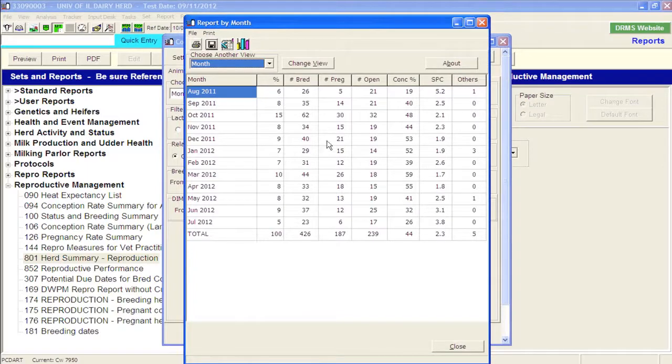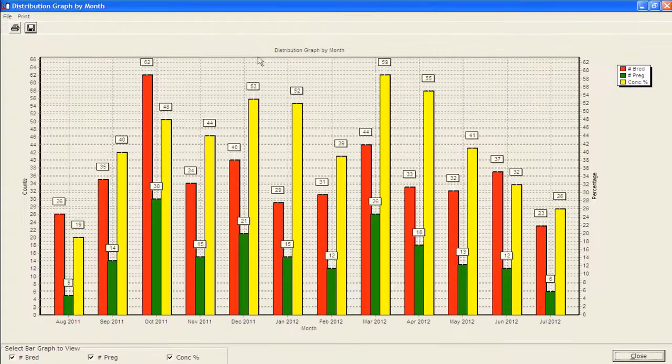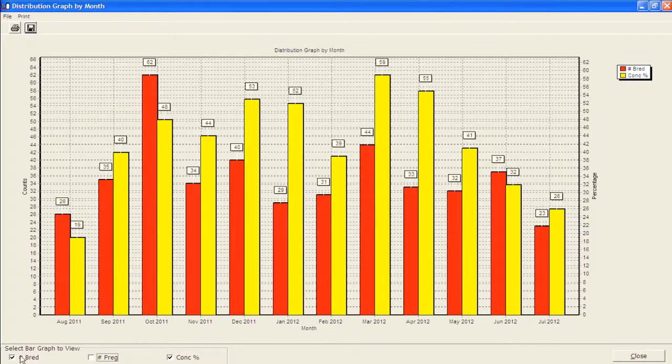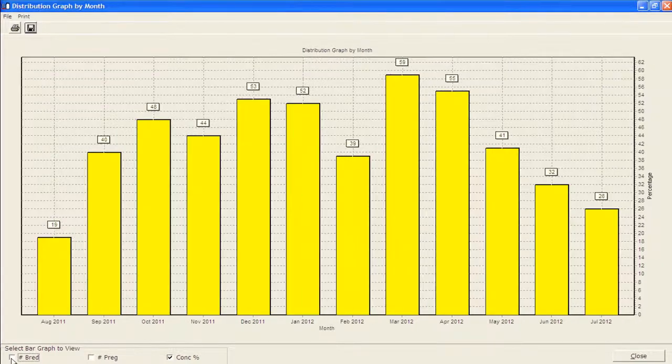Now, numbers, it's just a bunch of numbers as far as sitting down and viewing this with a producer, or if you're viewing this yourself. So I like to click over to this icon up here, this graphical icon, and it gives us a very colorful graph here, but we need to sit down and interpret this. So one of the first things you might do is uncheck the preg and uncheck the number bred. And this gives us a percent conception by month.